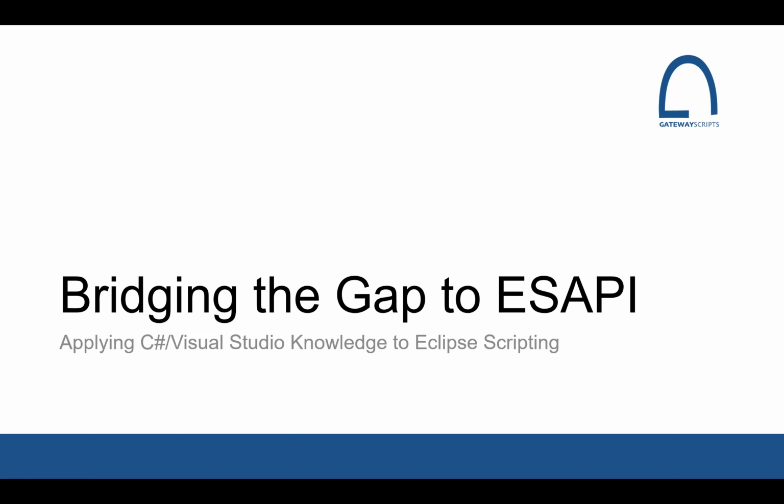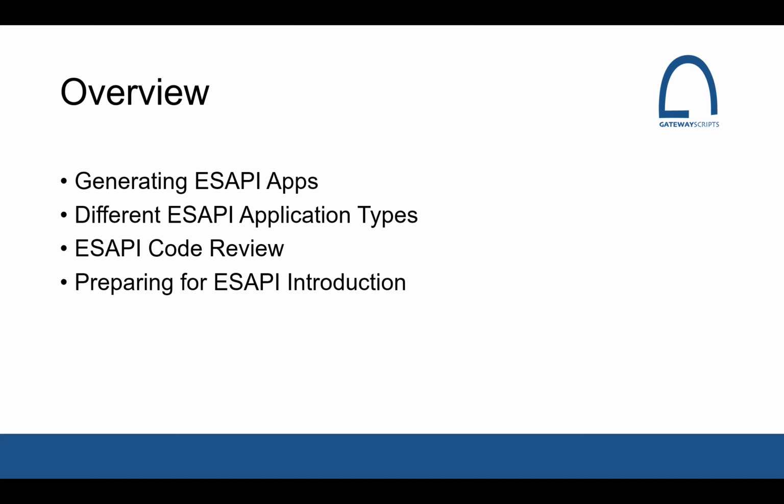Well, let's talk about how we can bridge the knowledge that we just saw into how the Eclipse Scripting API works. So remember, the Eclipse Scripting API is a set of really two class libraries that Varian programmers have developed in order to give you access to methods, properties, and services inside of the Eclipse treatment planning system. So now we're going to apply our C# and Visual Studio knowledge to what we can learn from the Eclipse Scripting API.